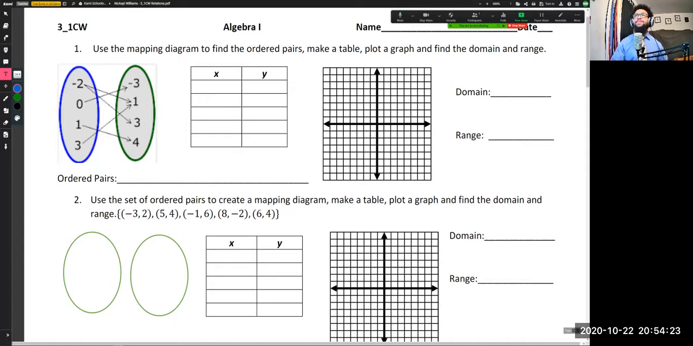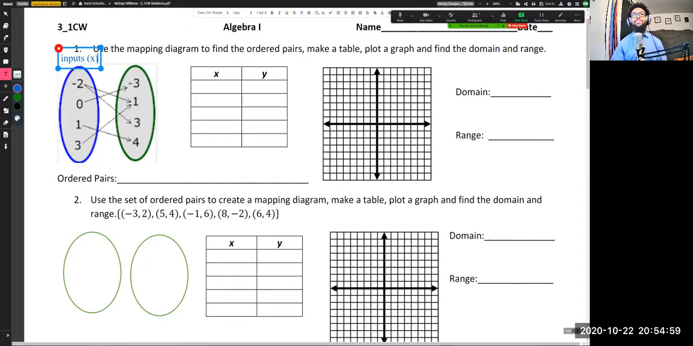Number one says use the mapping diagram to find the ordered pairs, make a table, plot a graph, and find the domain and range. Okay, that seems like it's a lot, but it really is not as difficult as it may seem initially. All the information we have is right here in this mapping diagram. So let's first start off by labeling this mapping diagram. On the left side of the mapping diagram, and it'll always be on the left, we have our inputs, which are our X values.